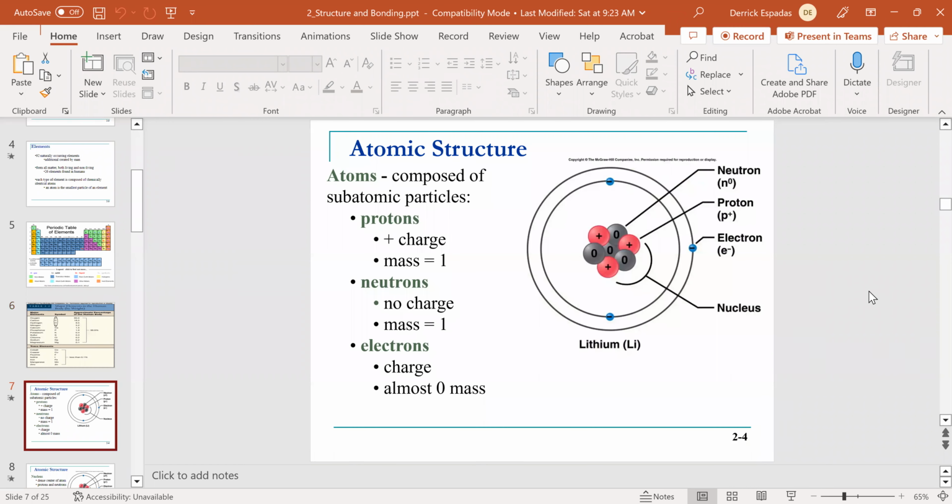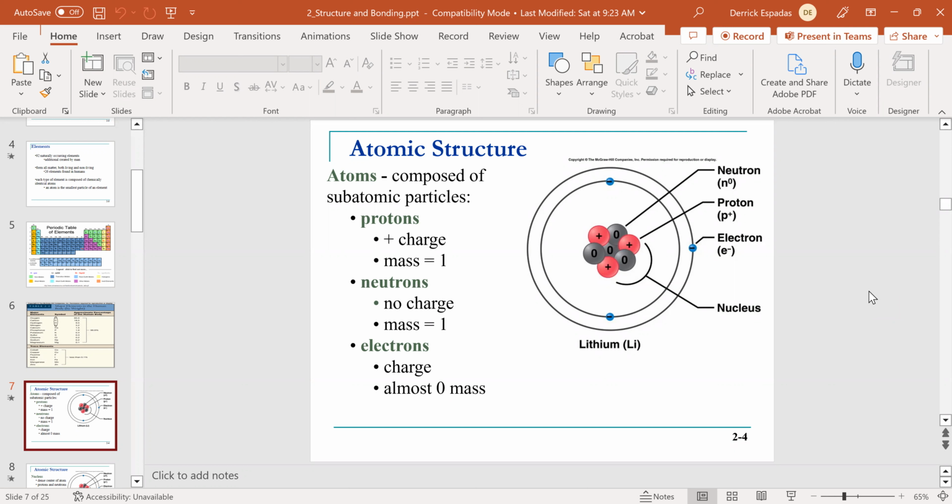This is one model of what an atom looks like. Atoms are composed of subatomic particles, and we call them protons. A proton has a plus charge, and it has a mass equal to 1. A neutron has no charge, and it has a mass equal to 1. An electron has a charge, but it almost has 0 mass. And so, wink, wink, nudge, nudge, hint, hint: that's information to help you out with some homework you're going to encounter.